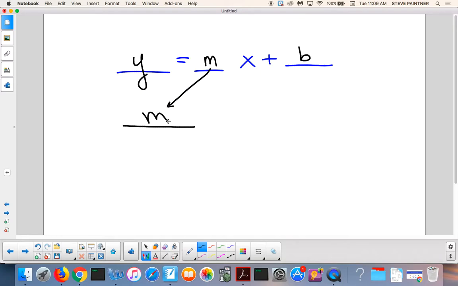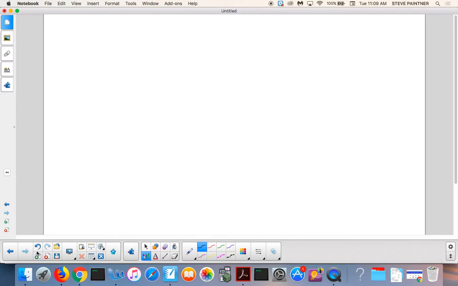And b is the y-intercept. So that box is done. It's just review. Should be easy. Okay. Next, the next form we learned was called standard form, right?